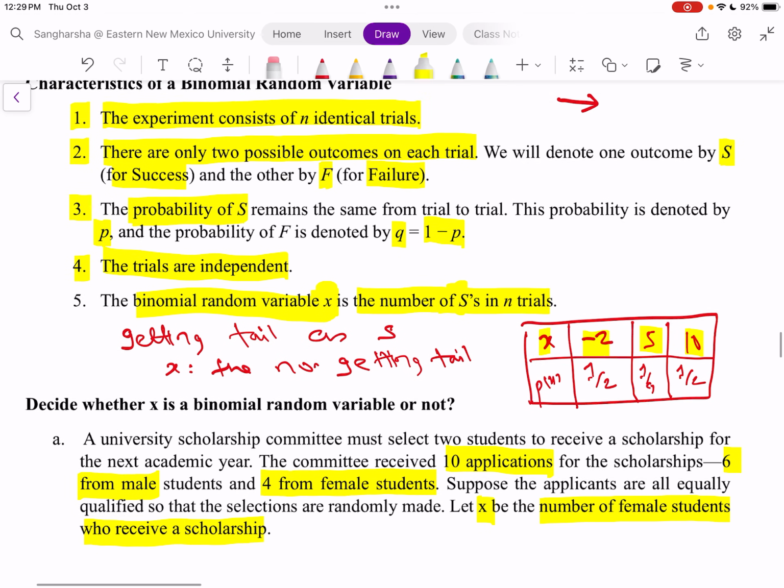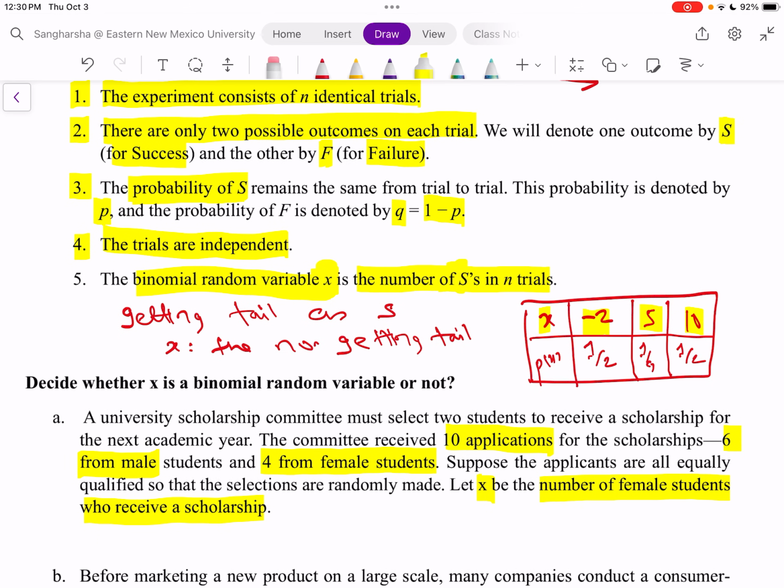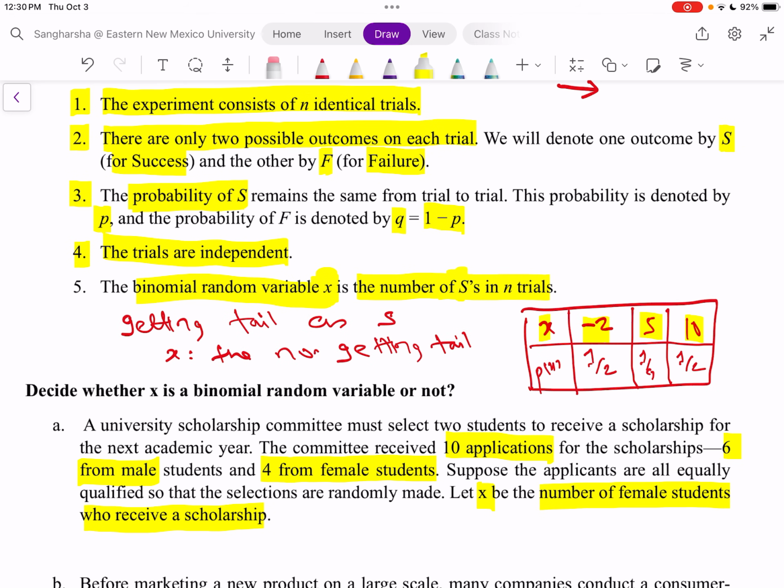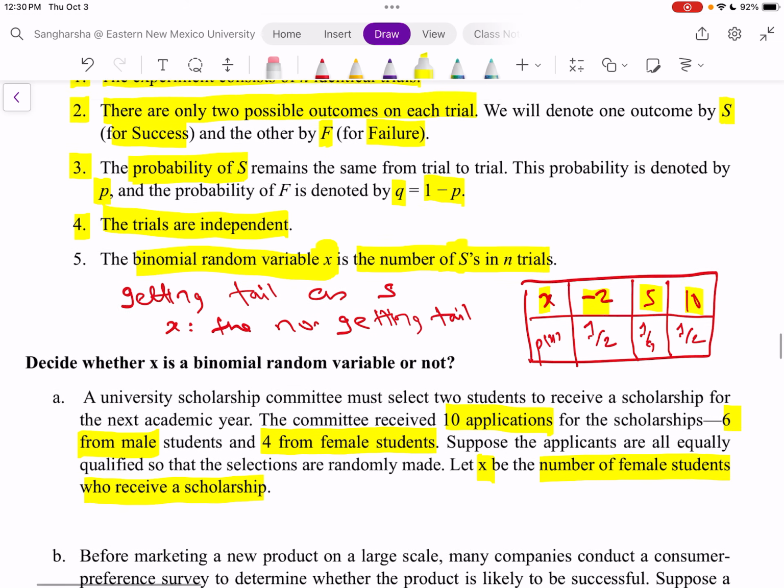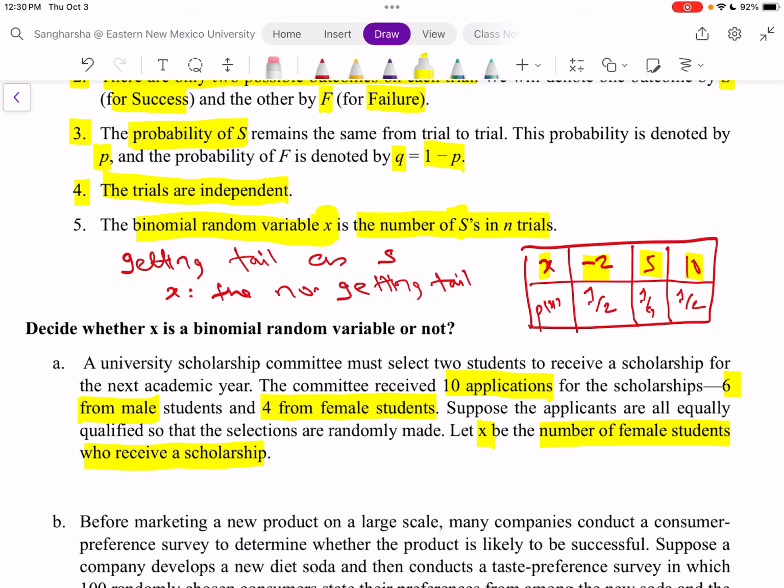Now, at first, do we have identical trials? In this experiment, what is the experiment here? Selecting 2 students to receive a scholarship. That is the experiment. Do we have identical trials? You have 10 students, and out of 10, 6 are from male, 4 are from female. Now you are selecting 2 students. How do you select? You are selecting randomly. That's what is said here: the applicants are equally qualified, and the selections are made randomly.